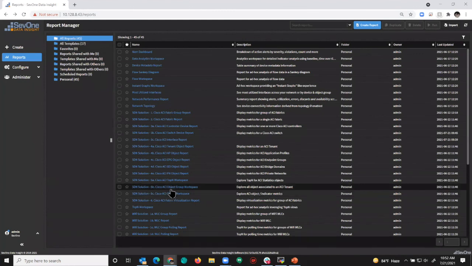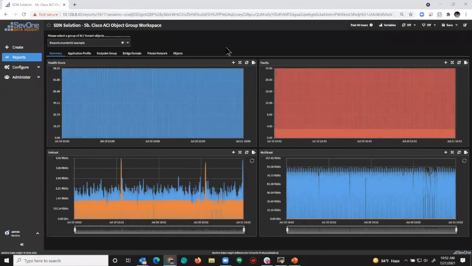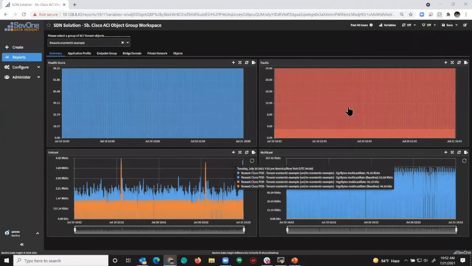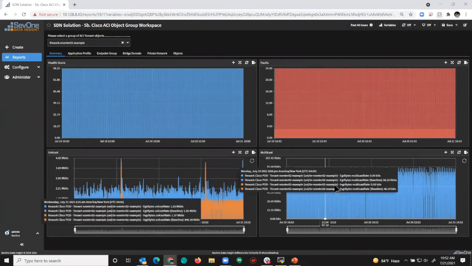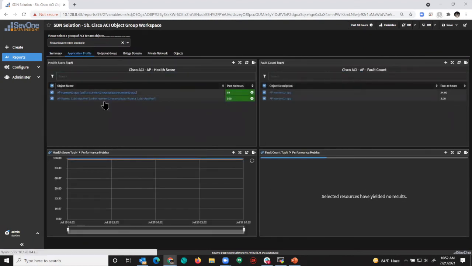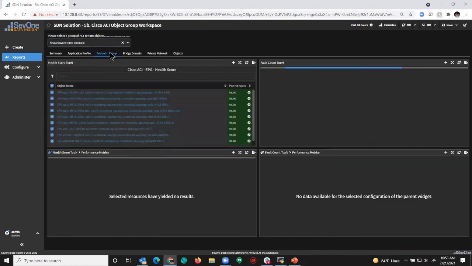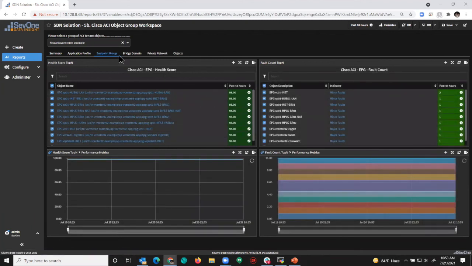And the last one is the object group workspace, I think was the one I wanted. This is one we're working on. I'm looking at a specific ACI tenant. I want to know everything about this tenant and this tenant only. A good example here is our vCenter lab environment, so I only care about what's happening with it. So how many faults, the unicast and the multicast transmitted, and then only show me information about the application profiles associated with that tenant, and the endpoint groups that are associated just to that tenant. So these are all the things that are associated.